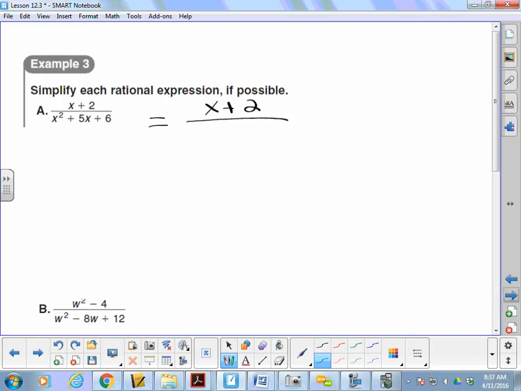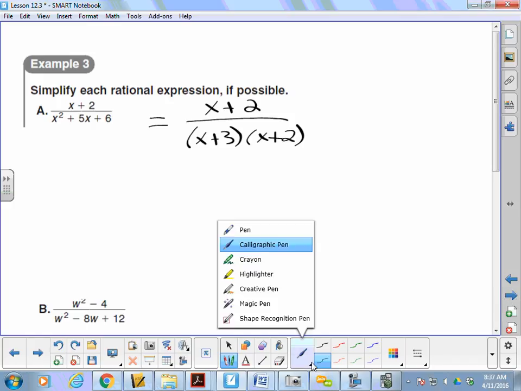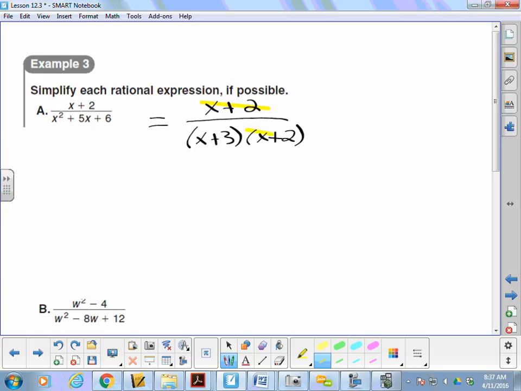What are the factors of 6 that add up to 5? Taylor? 3 and 2. All right, so we got x plus 3 and x plus 2. So do I have the same binomial in the numerator and the denominator? I do. So I can cross those off. Cancel them.